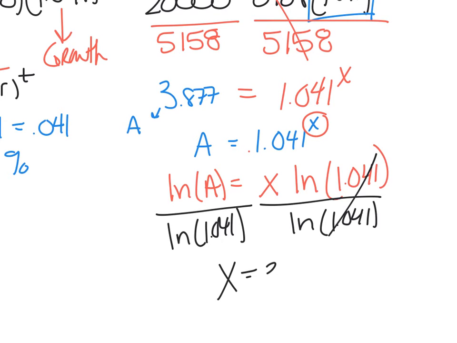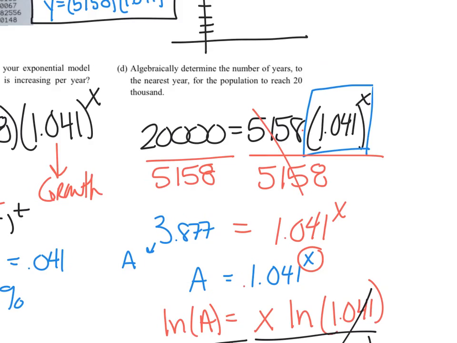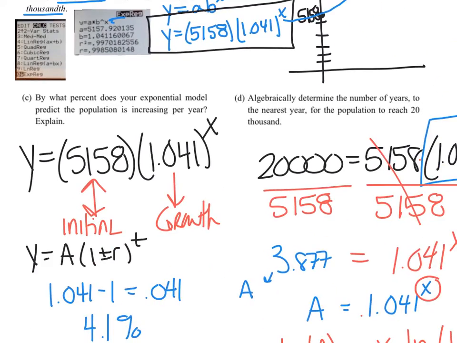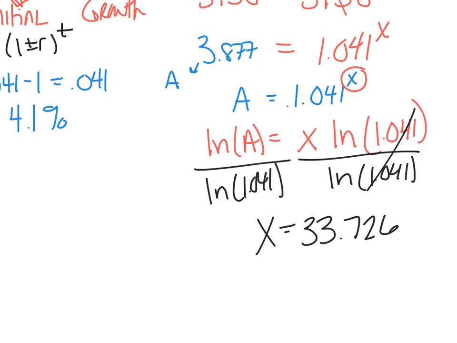And I get x equals 33.726. My units, of course, would be years if I look at that table, and to the nearest year would get me a total of 34 years, just because it says round to the nearest year.